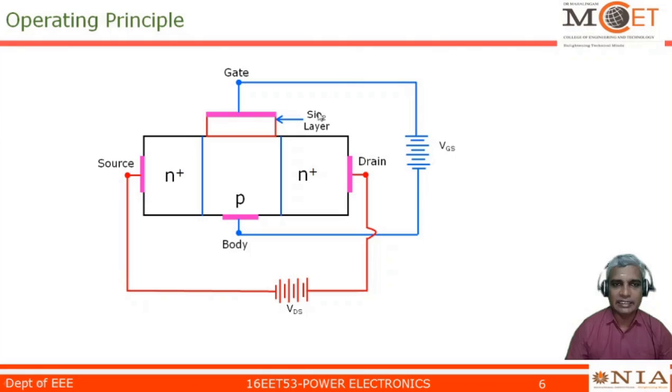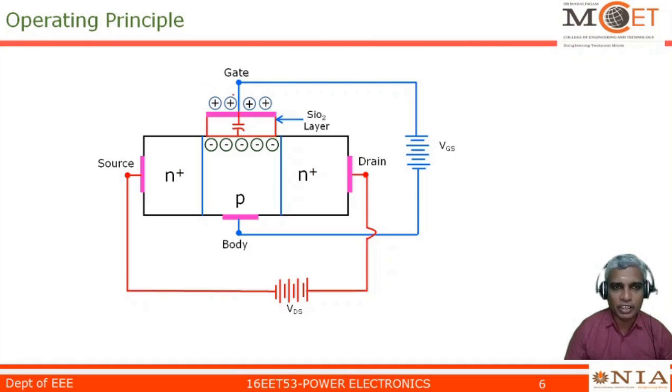As I told you already, the silicon dioxide layer is responsible for forming the capacitance between the gate and the body. This is very important for the operating principle. So there exists a capacitance between the gate and the body. Since VGS positive is connected to the gate and VGS negative is connected to the body, this end of the capacitance will be positive and this end of the capacitance will be negative, which may be something like this.